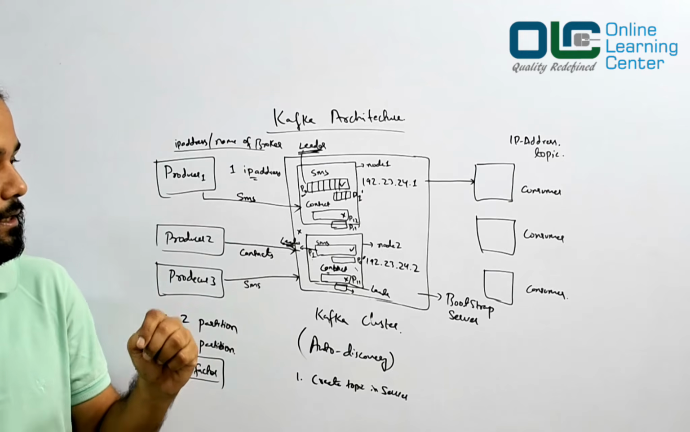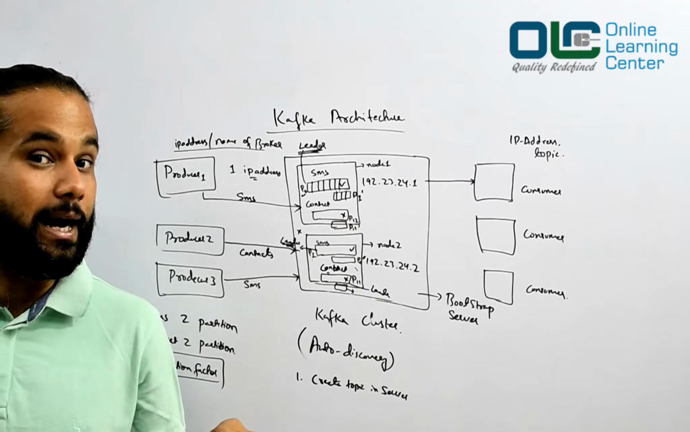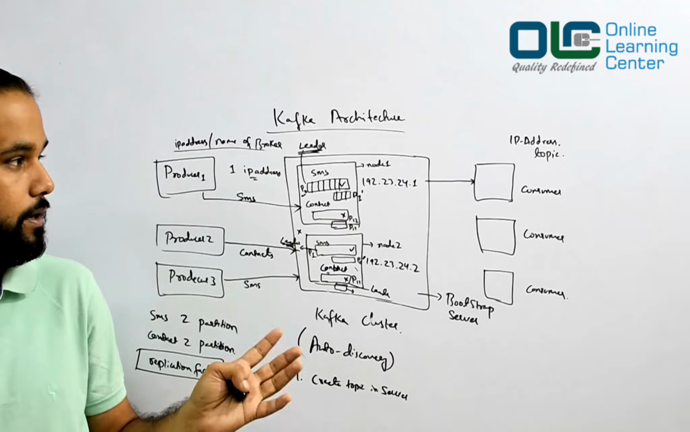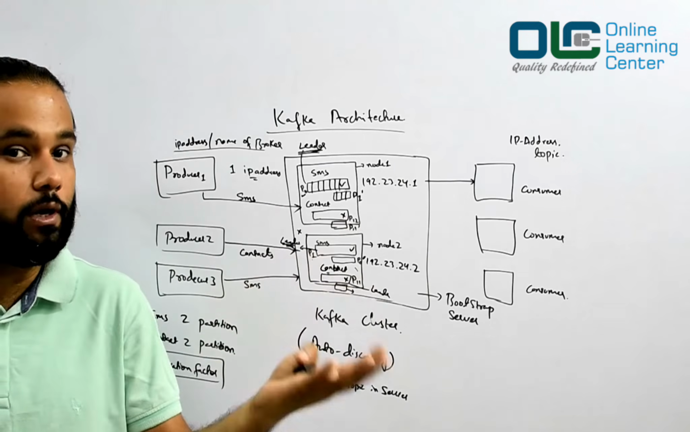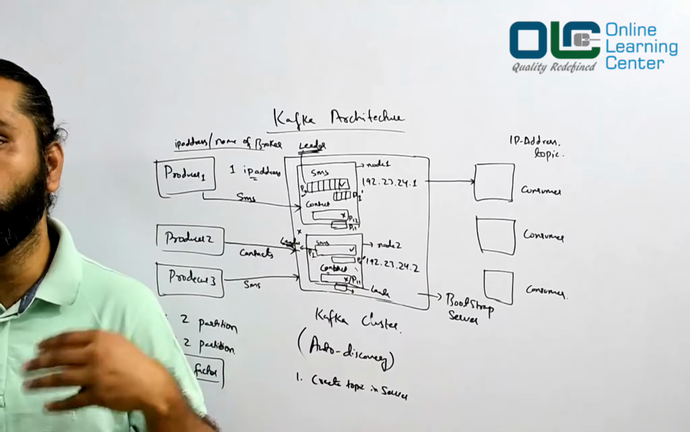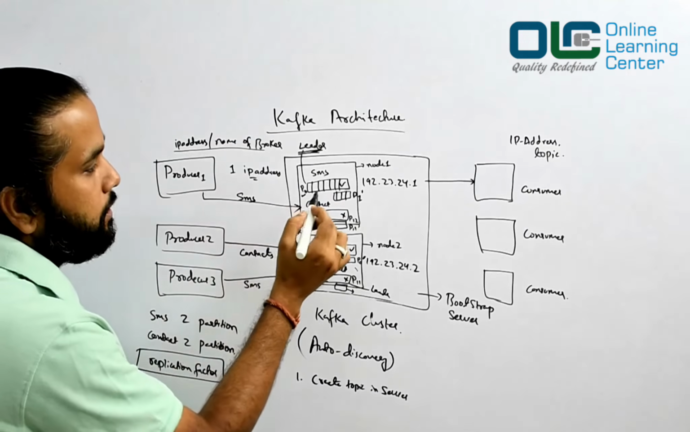Can I say that a topic is basically a collection of partitions? Yes, of course. Whenever I create a topic, that means internally there would be partitions. It could be only one partition, it could be 5 partitions, it could be 10 partitions, whatever it is. The data would be stored here.